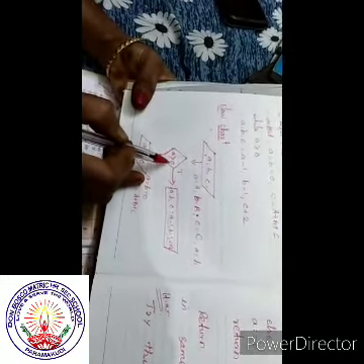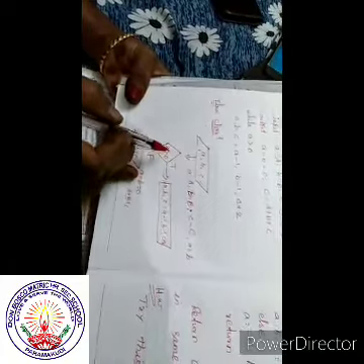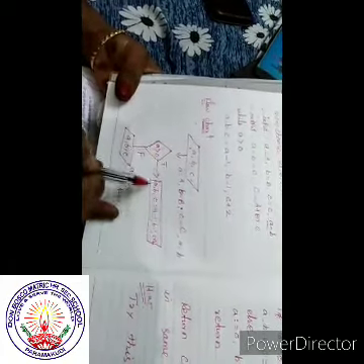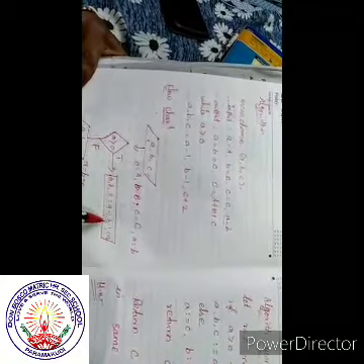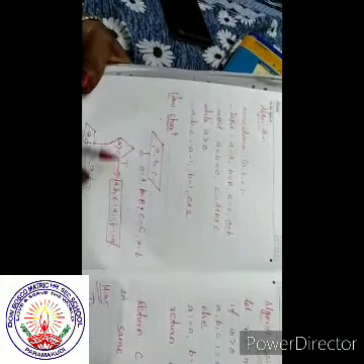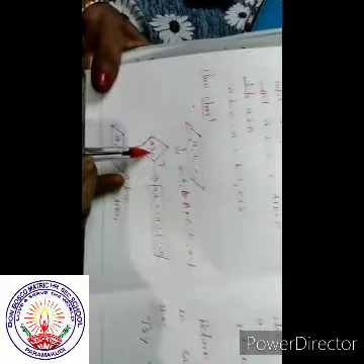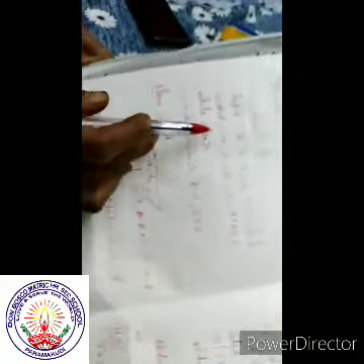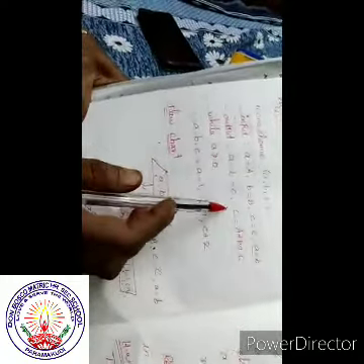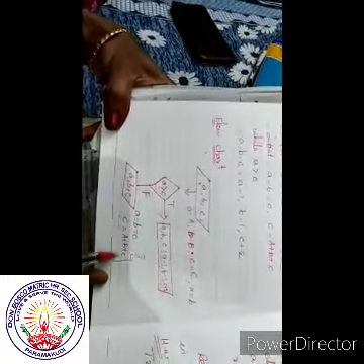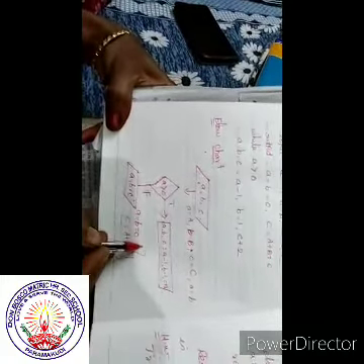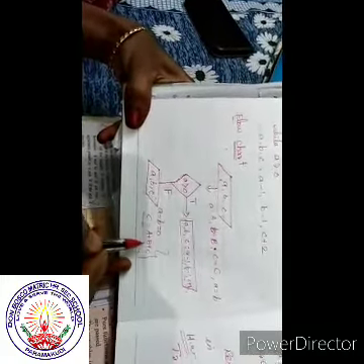A greater than 0: if the value of a is greater than 0, the process goes on. The process goes like this: a comma b comma c colon equals a minus 1, b minus 1, c plus 2. In case the condition is false, the output is a equals b equals 0, c equals a plus b plus c. So false means this is the output section: a equals b equals 0, c equals a plus b plus c. So that is the basic algorithm.